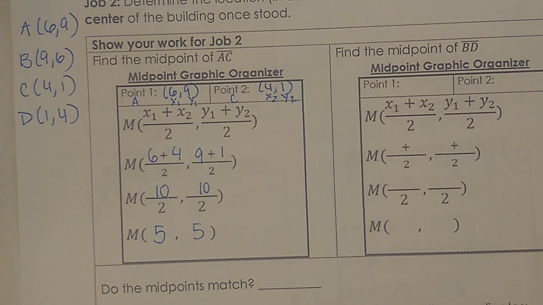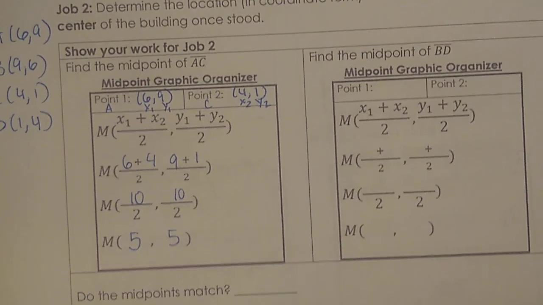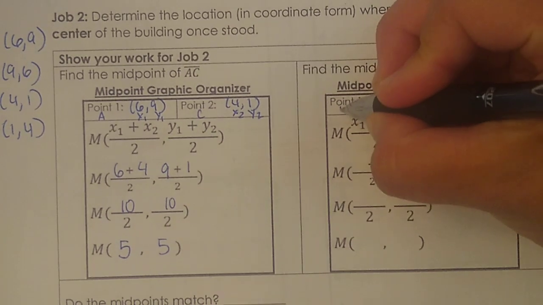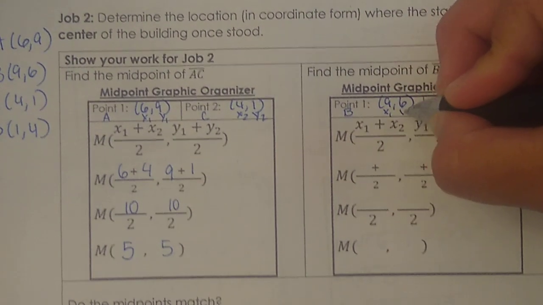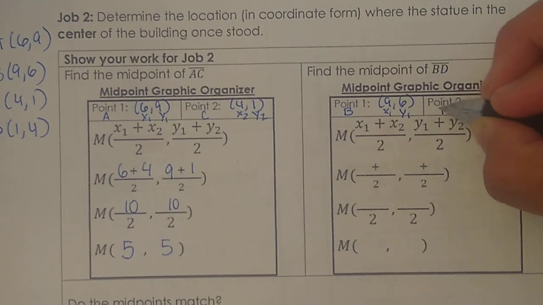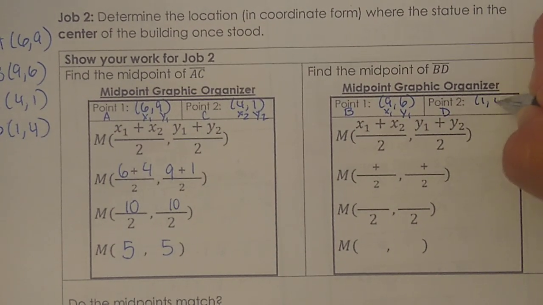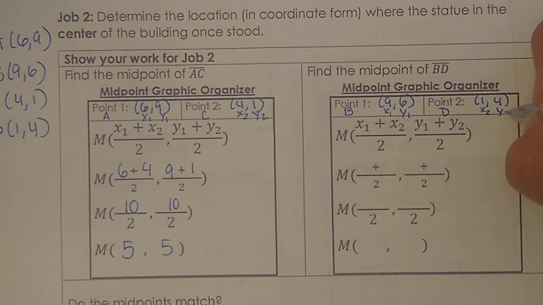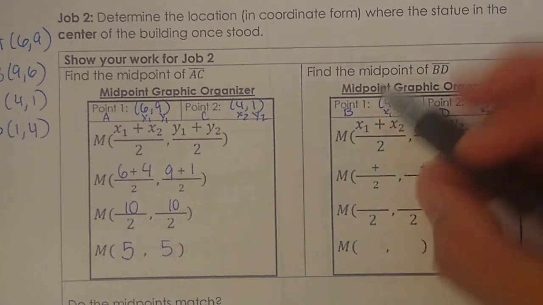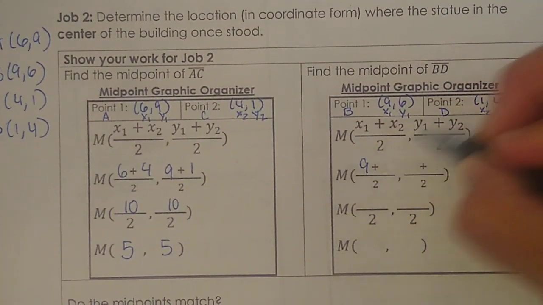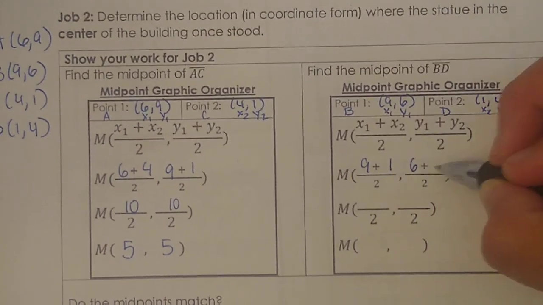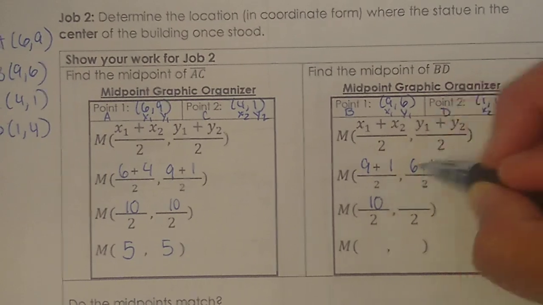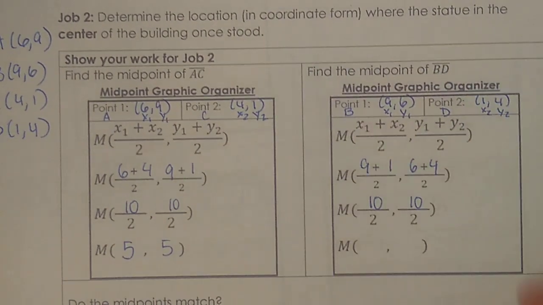I just need to make sure it matches with my midpoint for BD, and that's the exact center of the temple. So B is 9, 6, going ahead and labeling that x1, y1. D is 1, 4, x2, y2. So I go ahead and start plugging in. x1 is 9, x2 is 1, y1 is 6, y2 is 4. 9 plus 1 is 10, 6 plus 4 is 10, starting to look similar, right?